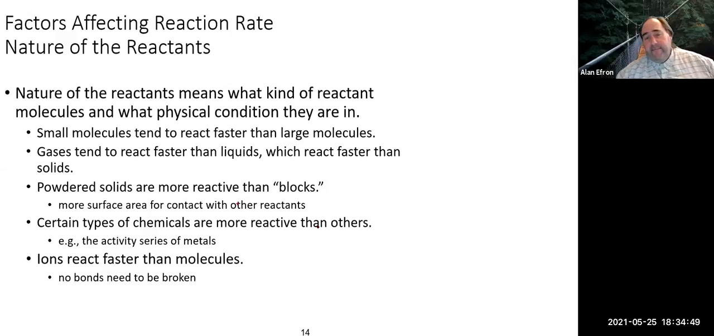Certain types of chemicals are more reactive than others. Things like the activity series of metals, those single replacement reactions we talked about. There are certain metals that will replace other metals. Some metals will not replace other metals. So that's important. And ions, kind of like gases, are good to go as well because there are pretty much no bonds that need to be broken. They're floating around in the solution, which means they just need to find somebody and the reaction can start to take place.